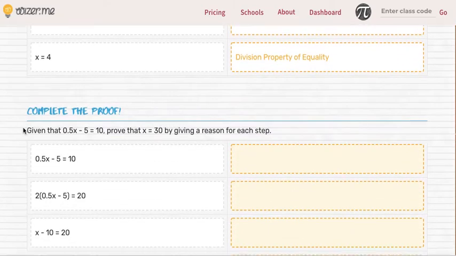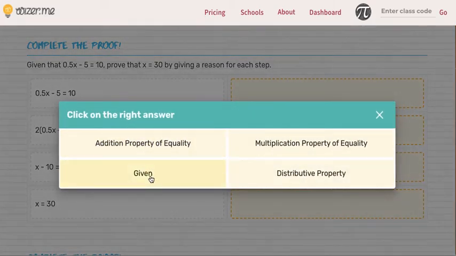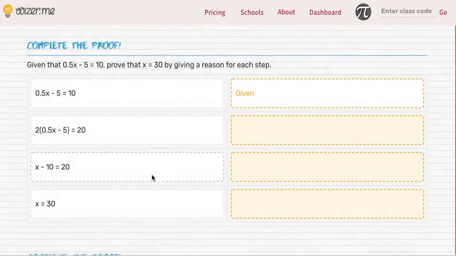So for the next one, it's very similar. It says, given that 0.5x minus 5 equals 10, prove that x equals 30 by giving a reason for each step. And the first statement that we put down is going to be what we were given, 0.5x minus 5 equals 10. And the reason we're putting it down is because it's already been given to us. Like we're told that's what we're starting with.